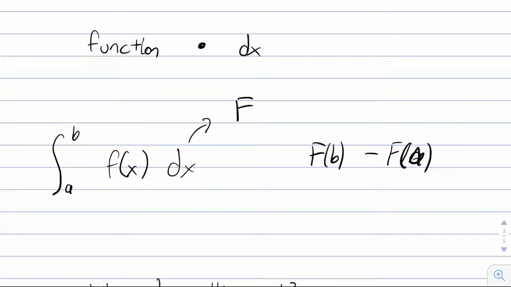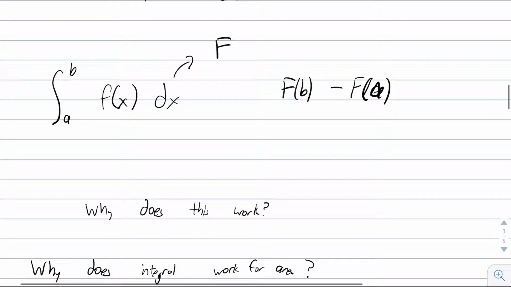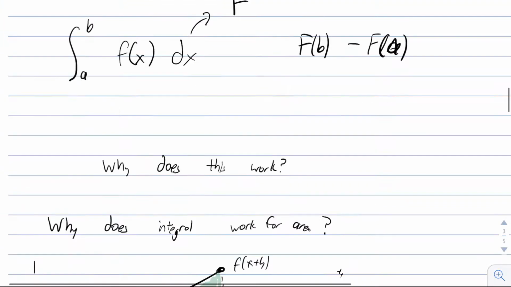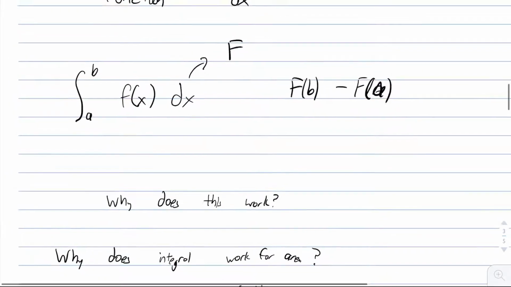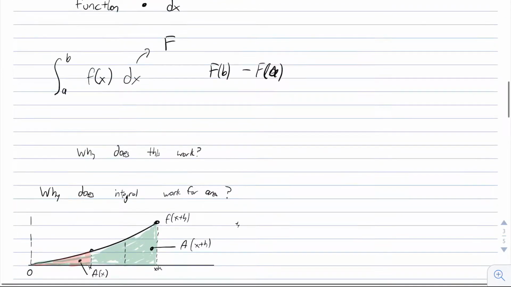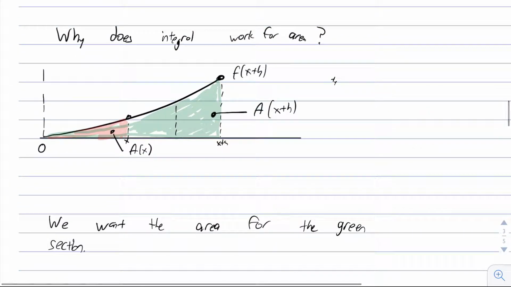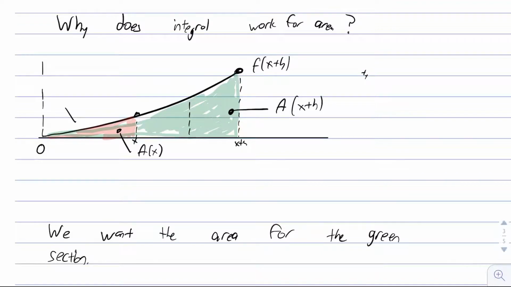And that gives you the area under the curve. Because it's a short video today, I just want to explain why this works. So why does the integral actually work for the area? Well, let's say we got this graph here. We've got this function right here, f of x, and there's 0 right there.